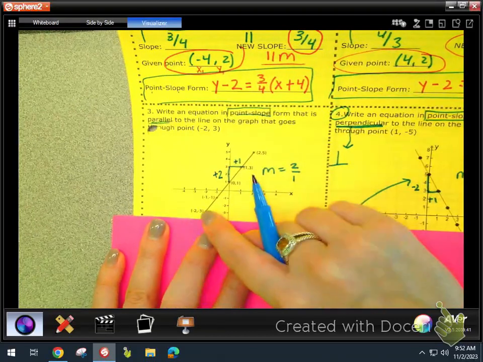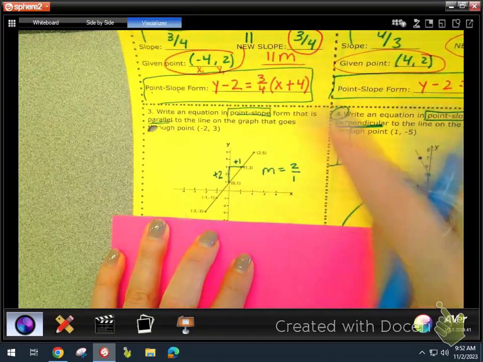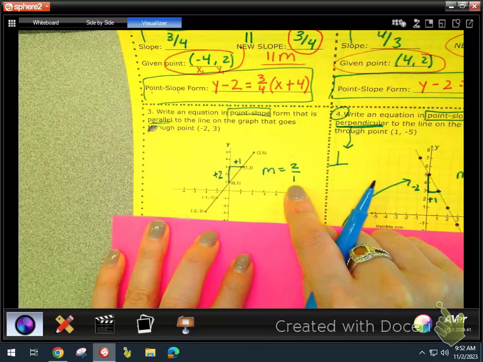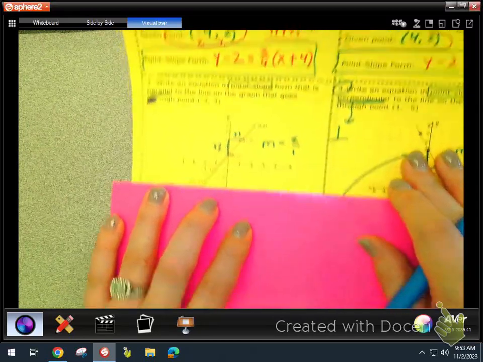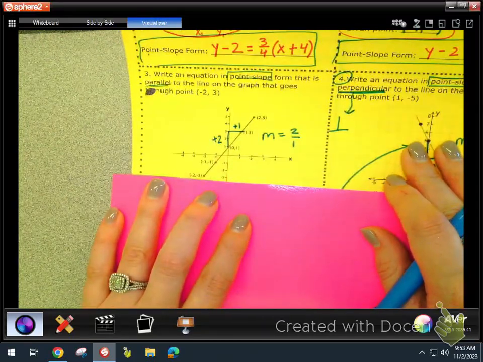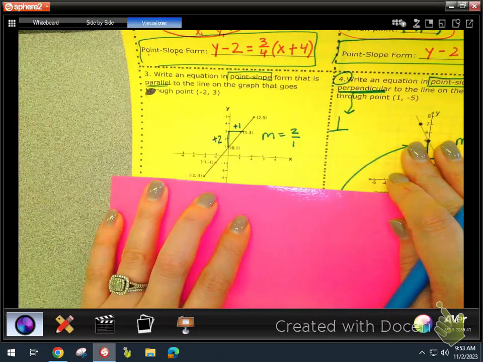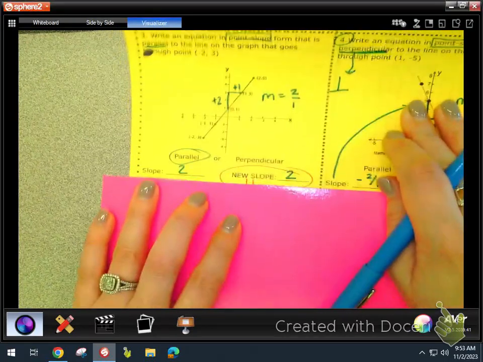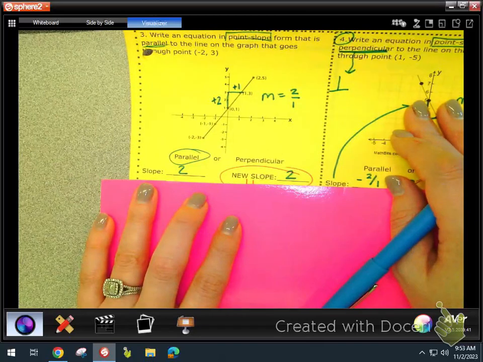Those are both positive movements. And again, which way is the line going? Up. So it should be positive, okay? All right, so we want a parallel slope. What slope are we going to use? 2. That's the slope we're going to use. Keep it the same, okay?